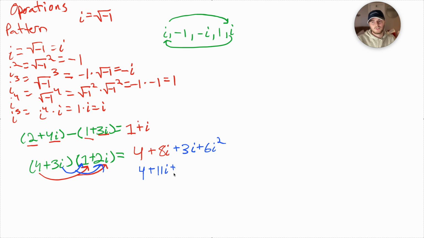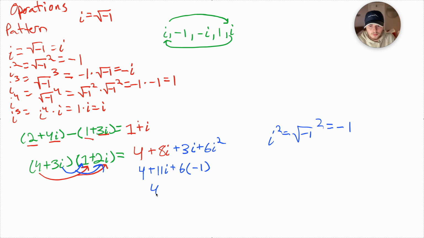And this is where it's important to know how exponents interact with i. We already said that i squared is the same thing as saying square root of negative 1 squared. Squared undoes a square root. So this is just negative 1. So what we're going to have is 6 times negative 1.